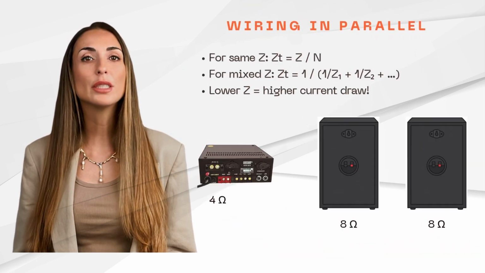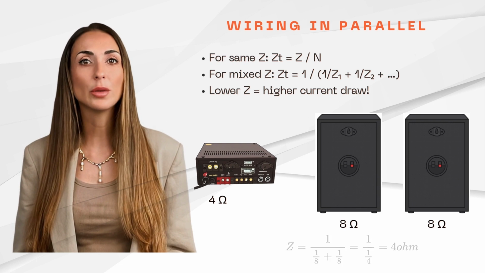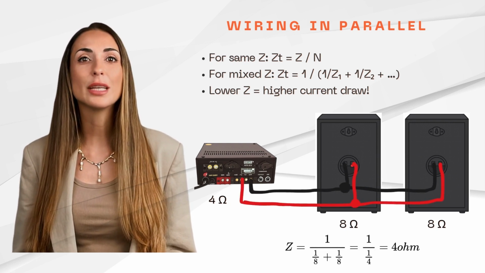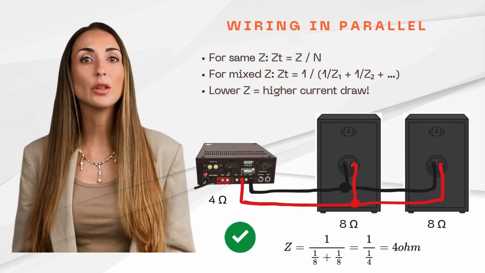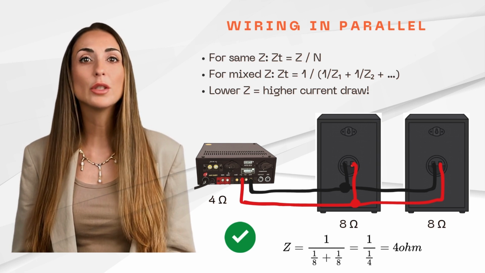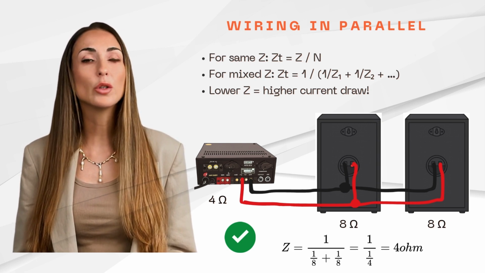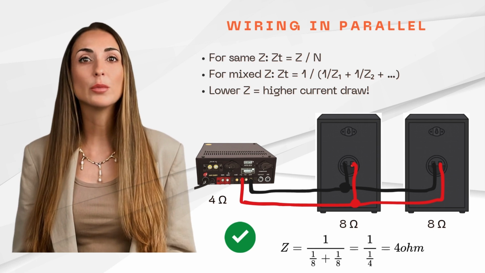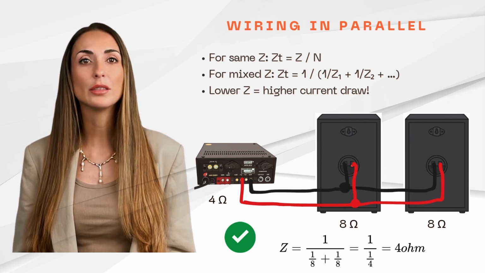In parallel wiring, each speaker connects directly to the amp's terminals. If all speakers have the same impedance, divide that impedance by the number of speakers. If the values differ, use the reciprocal formula. Lower total impedance draws more current, so be careful not to overload the amplifier.